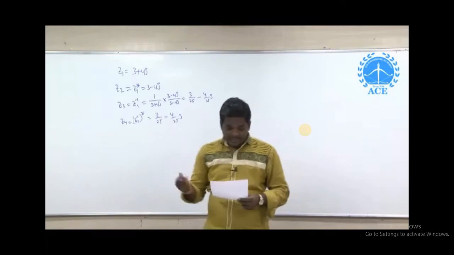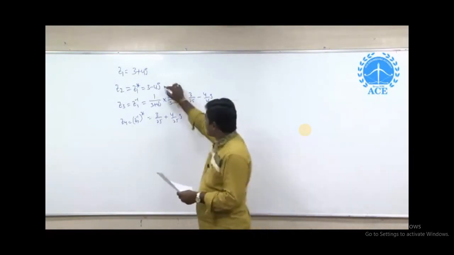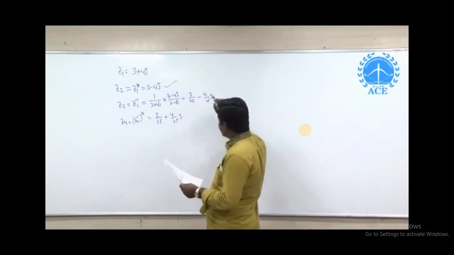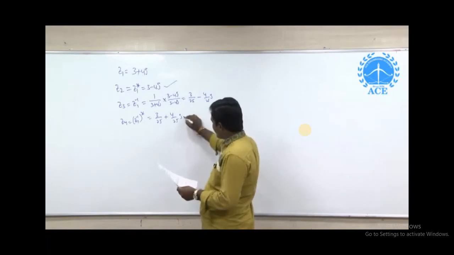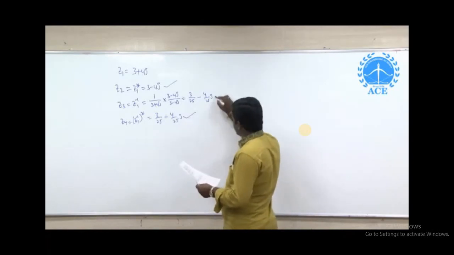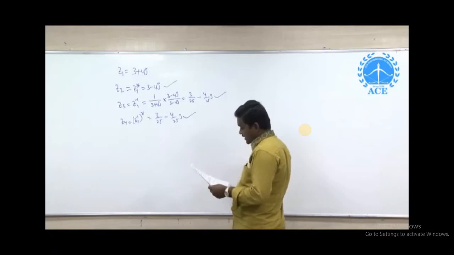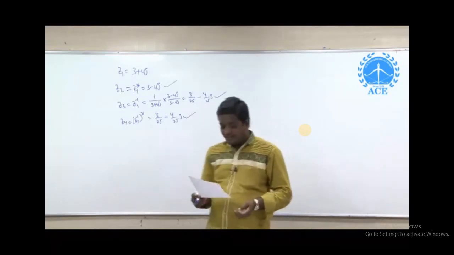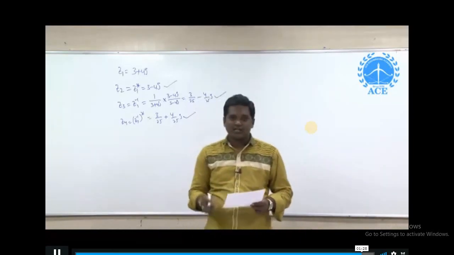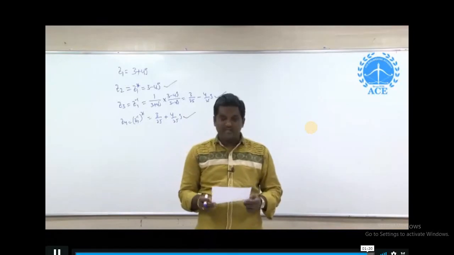So see the A option, 3 minus 4j, which is there. It is a zero. See the B option, 3 by 25 plus 4 by 25j. It is also there. C option, 3 by 25 minus 4 by 25j. So D option, 1 by 3 minus 1 by 4j, is not a zero of the FIR filter. So the option is D.